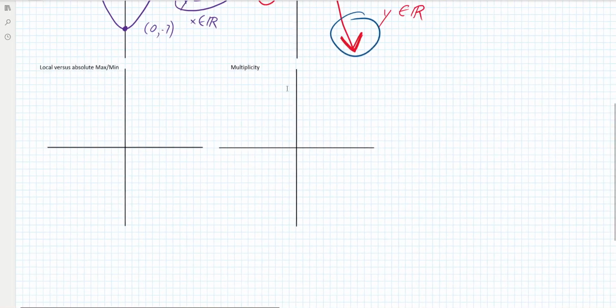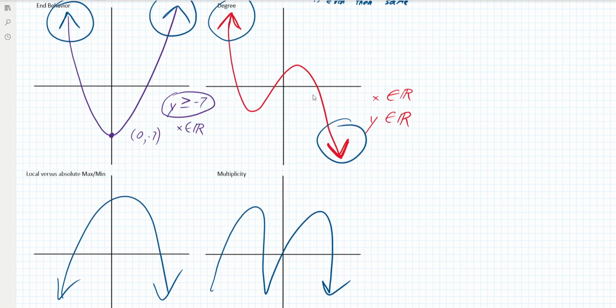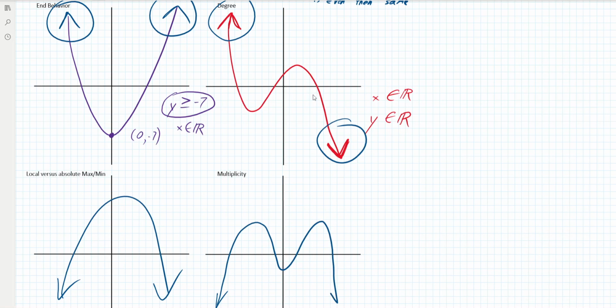and let's just do this, or both down. This would also be an even degree. This would also be an even degree. Oh, that's not very good drawing though. This would also be an even degree because they're going the same direction at the end.